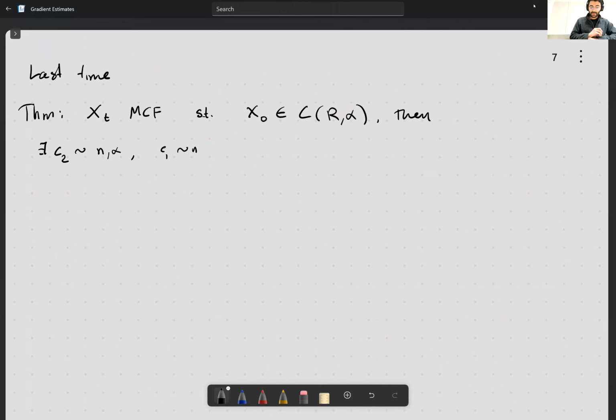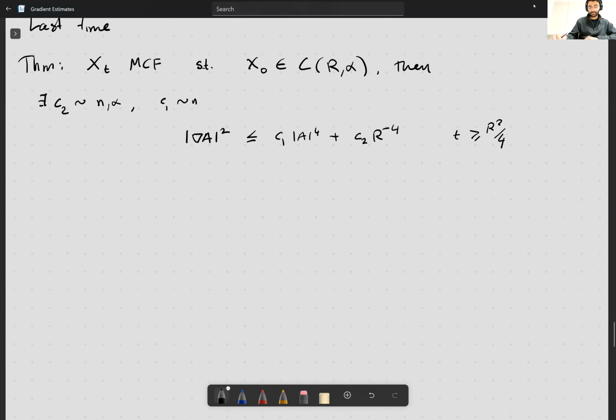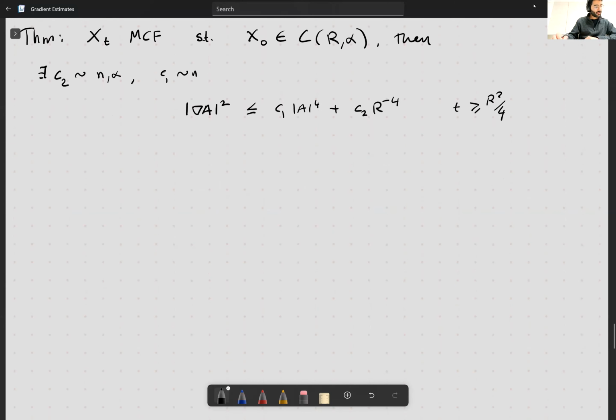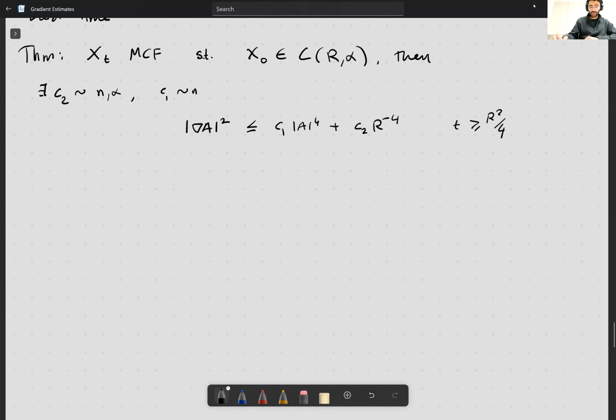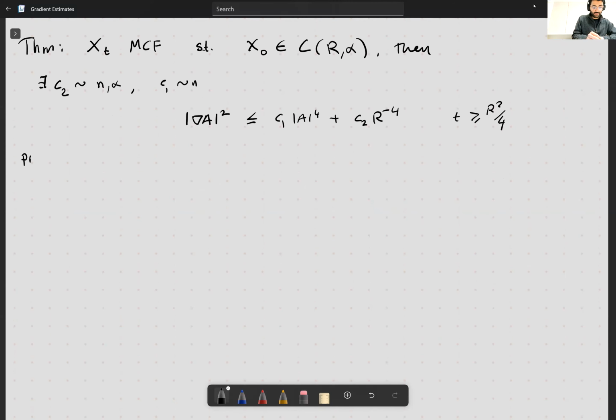So there exist these two constants such that the gradient of A squared is less than or equal to C1 A to the 4 plus C2 R to the minus 4 for t greater than or equal to R squared on 4. So the strategy of the proof, continued, was to try and estimate this quantity.